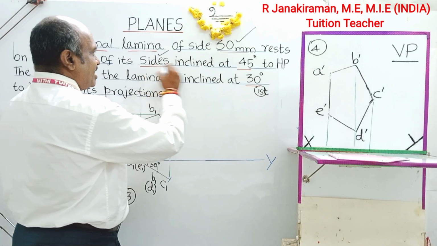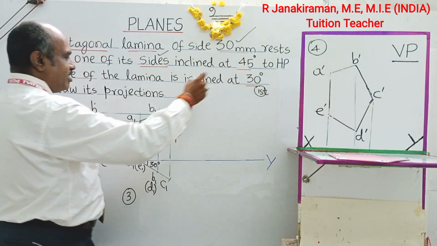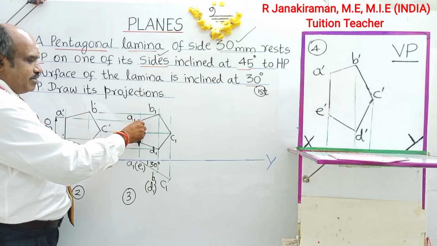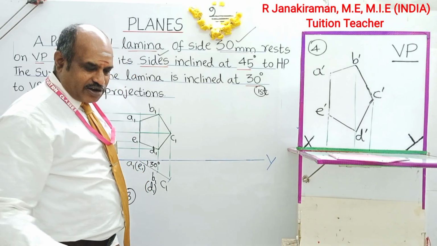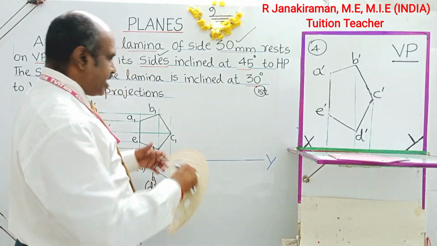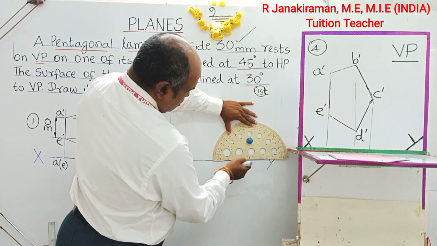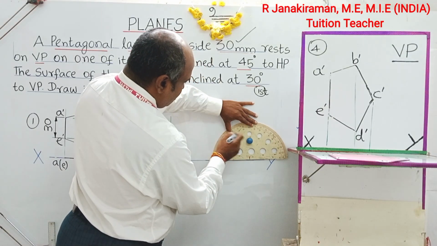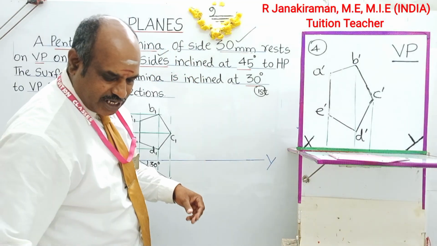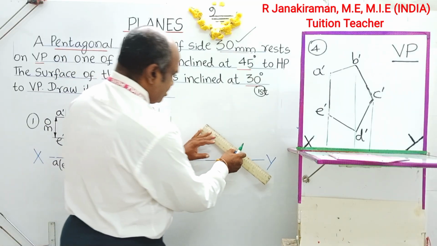The resting side is inclined at 45 degrees to VP. A is the resting side I consider. So mark an angle of 45 degrees using a protractor. Keep your protractor like this, read 45 like this, and put a point. Join the marked points using a freehand scale and a 2H pencil. It's a lighter line.